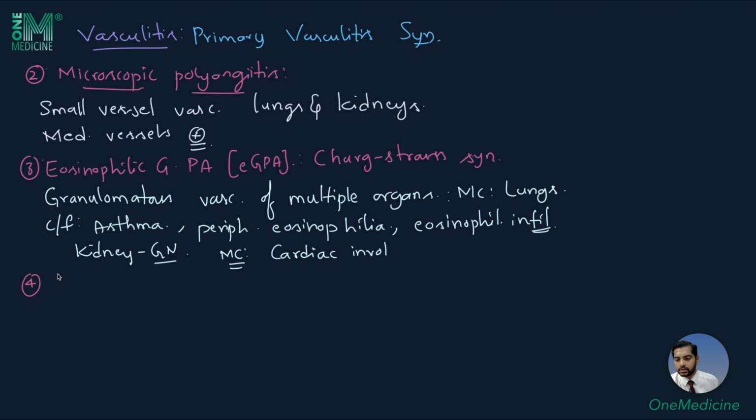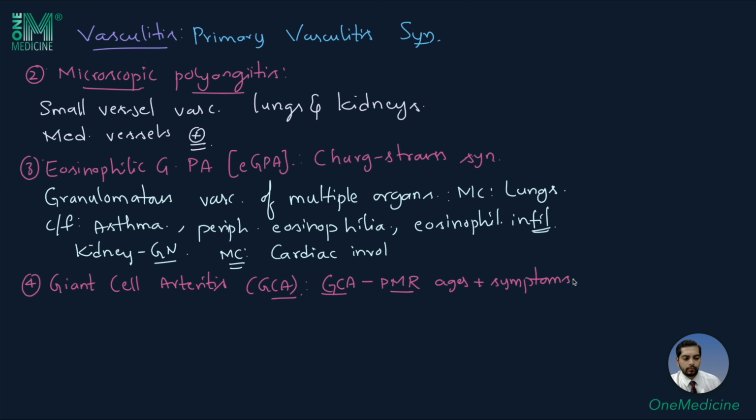Next important vasculitis is giant cell arteritis, GCA in short. GCA is not in fact a single entity, it is a spectrum of disease including giant cell arteritis and polymyalgia rheumatica, presenting at different ages and presenting with different symptoms. Here medium and large vessels are involved. Most commonly involved are branches of carotid arteries.